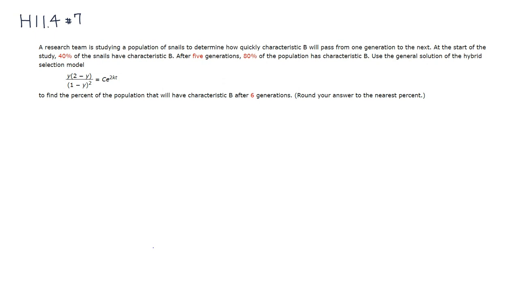All right. So here at the start of the study, 40% have the characteristic B. So we know that f of 0 is going to be 0.4, right? So let's plug it in. So you have 0.4 times 2 minus 0.4, so it's 1.6 over 1 minus 0.4, so it's going to be 0.6 squared, right? So this is equal to c e to the 0, so it's going to be just c, right?